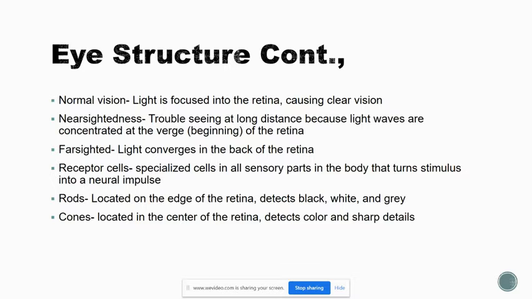So, normal vision is when the light focuses into the retina. Nearsightedness, which is what I have, means I cannot see far away, and that's because light waves are concentrated at the very beginning of the retina. The information is not quite getting to where it needs to go. Farsightedness is when light converges in the back of the retina. It's going too far. How many of you need reading glasses? That's farsightedness. The light is going too far, so it's really, really blurry.